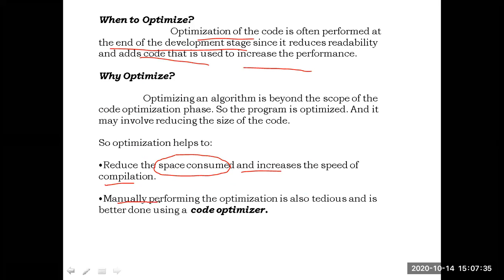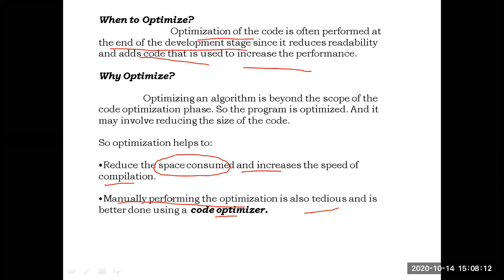Okay, next, manually performing the optimization is also tedious, which means very tough, and it is better done using a code optimizer. Manually, the programmer will sit with the program and try to improve the code, but the task is a tedious process. We may successfully improve the source code, but it is a time-taking process. So the better idea is to use the code optimizer.